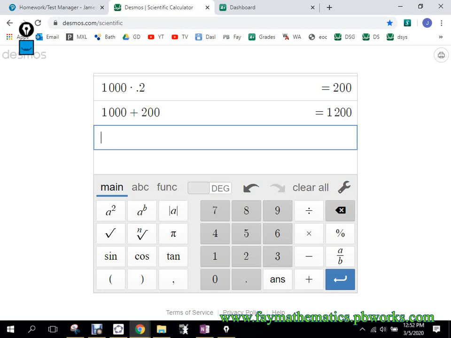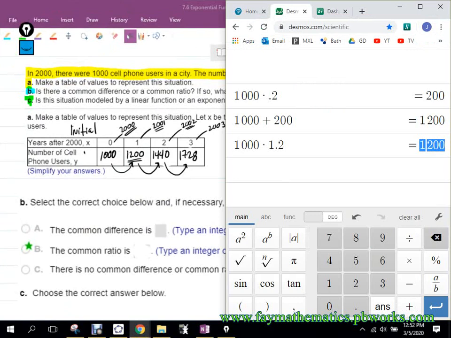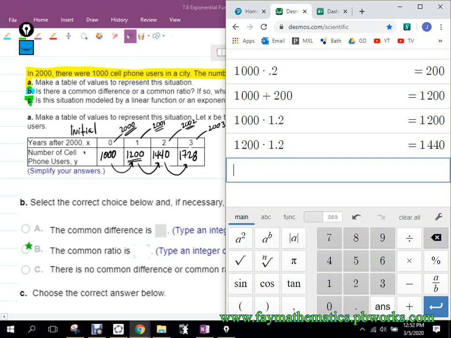120%, which as a decimal is 1.2. So if I take 1,000 and multiply it by 1.2, does that give me the same 1,200 for the second block? Yes. Okay, so let's keep doing that. What if I take 1,200 and multiply it by 1.2? Does that give me the next block?